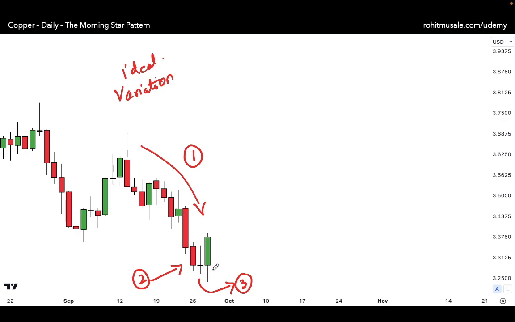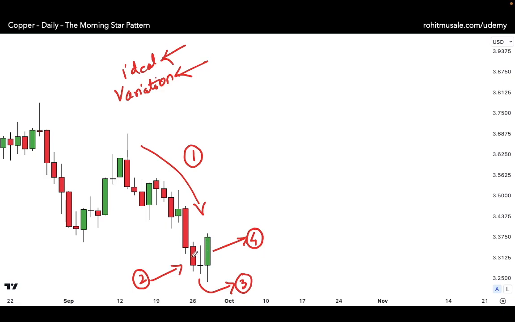That's the ideal version. Condition number 4, the third candle should be a green candle. It should again not touch the second candle, the real body. Plus the closing of the third candle should be above the midpoint of the first candle real body. In this case it is clearly above the midpoint of the first candle real body. Not only that, it is above the open as well as high of the first candle of the morning star. So it's even more powerful than an ideal version. Again, that is another reason why I call it a variation.